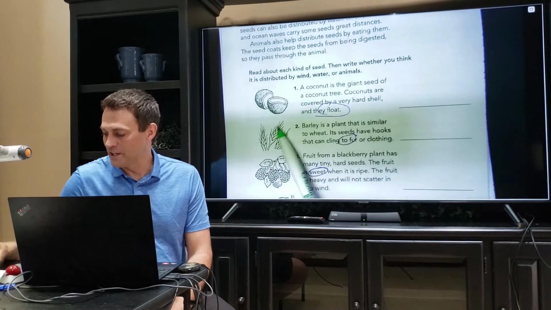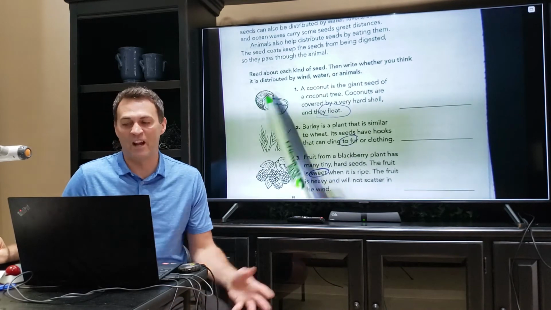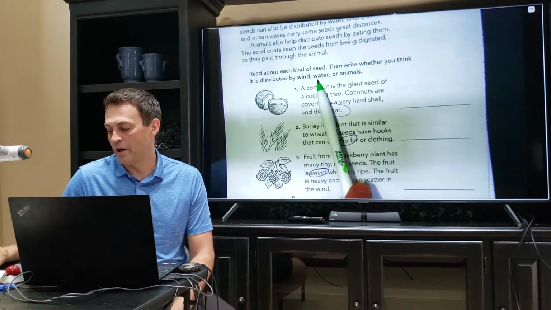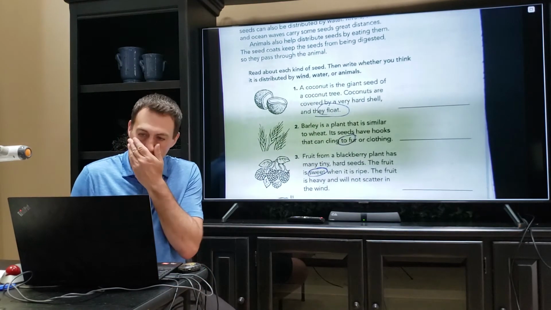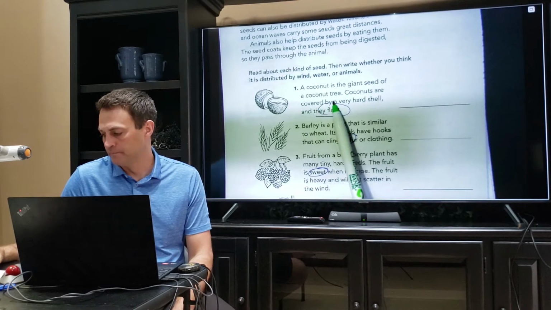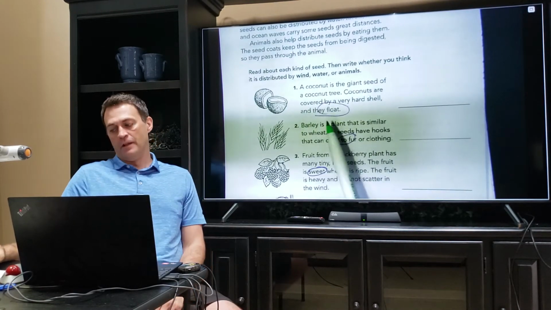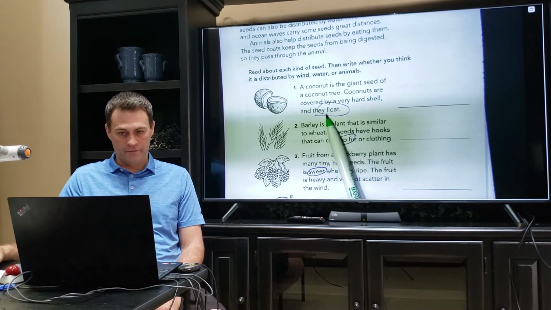Read about each kind of seed. Then write whether you think it is distributed, meaning carried, by wind, water, or an animal. All right, number 1. A coconut is the giant seed of a coconut tree. Coconuts are covered by a very hard shell, and they float. They float is a pretty good hint, okay?